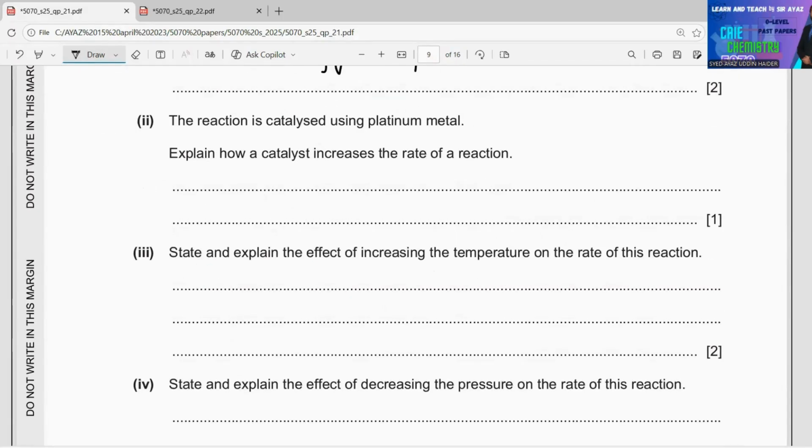The reaction is catalyzed using platinum metal. Explain how the catalyst increases the rate of reaction. It's a 1 mark question. You know that it lowers activation energy, or EA. Lowers EA or activation energy.